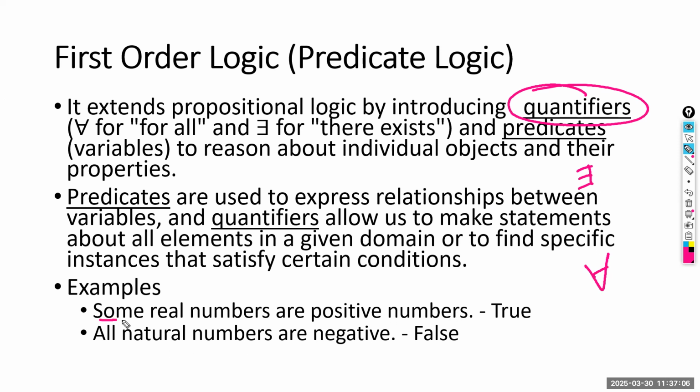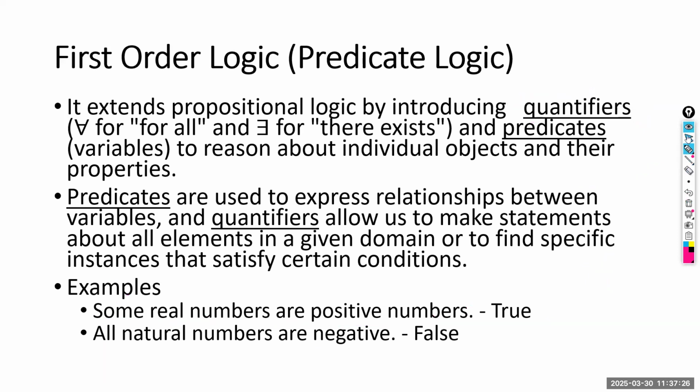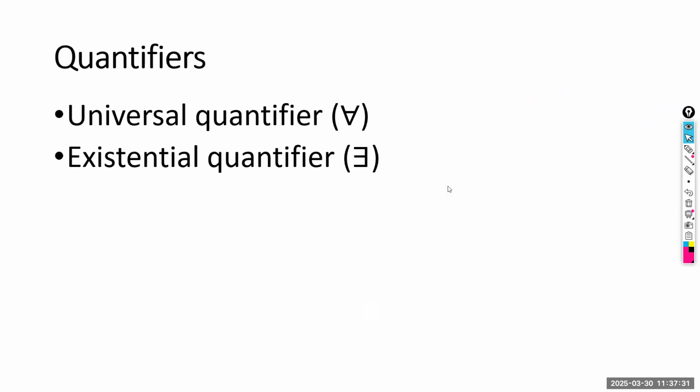Statements like this: some real numbers are positive numbers. Now you can see all of a sudden it's slightly different, right? All natural numbers are negative. And again, you can say whether it's true or false. But your statement has words like some, all. People heavily use this kind of statement, so we must be really serious about these words.